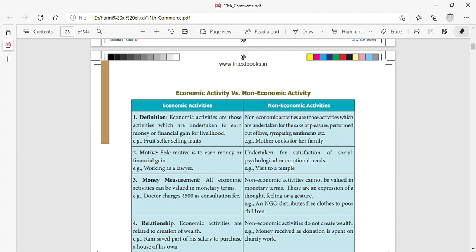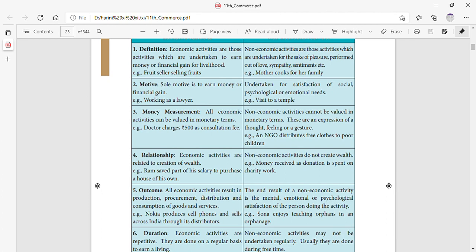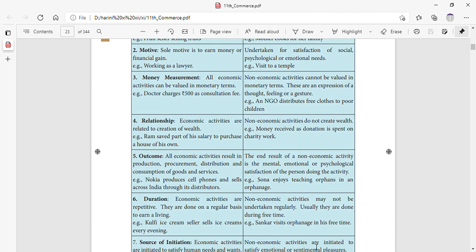For example, you gift an NGO clothes, old clothes. So you cannot put a price tag on that particular thing. So it is just like that you give it. So non-economic activities will not create any wealth. So it is just spent on charity. So see here, a girl goes to the orphans to teach them. So it gives us emotional or psychological or mental satisfaction.